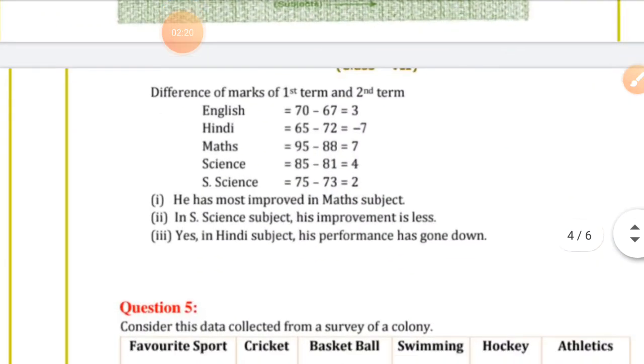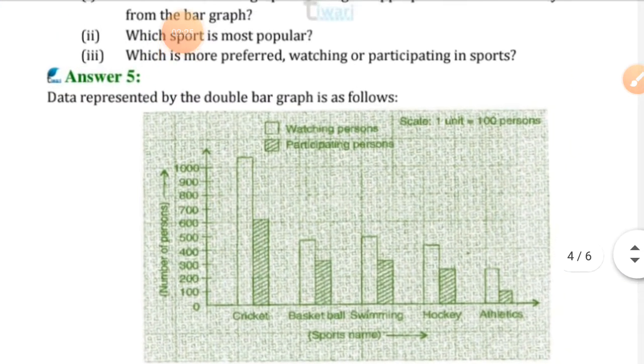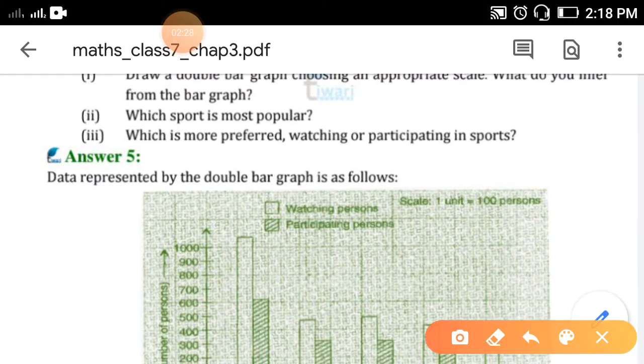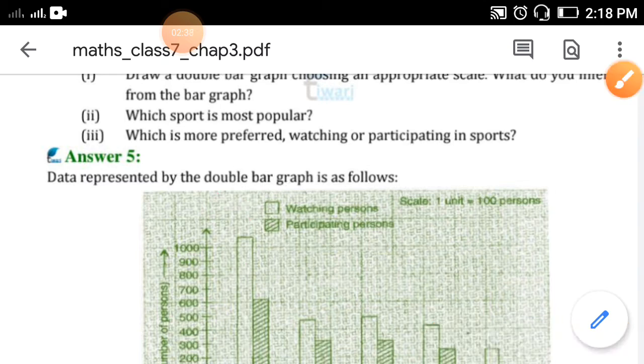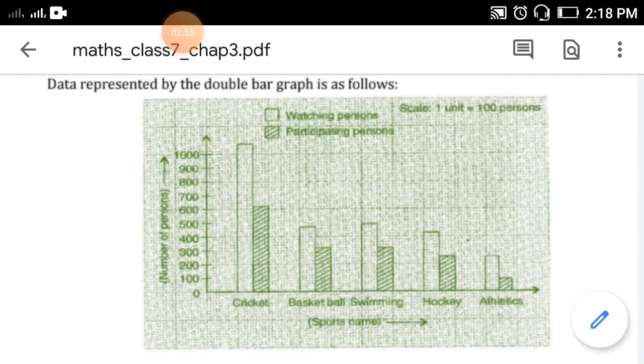Now how to draw the graph? First sport is cricket. You can see here this blank bar is the watching persons and the shaded bar is participating persons. In every sport you will do like that. First you will draw the graph of watching persons and the second one will be of participants. Here you can see watching and participants. You can check.